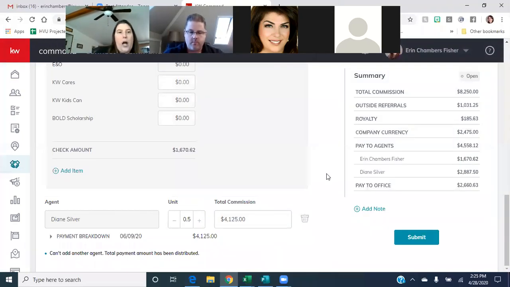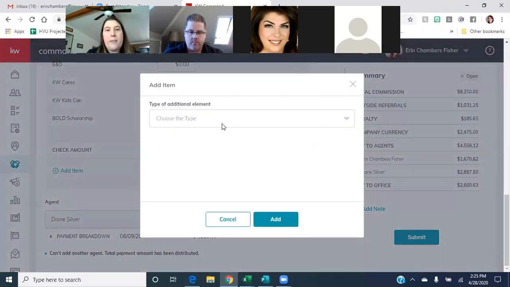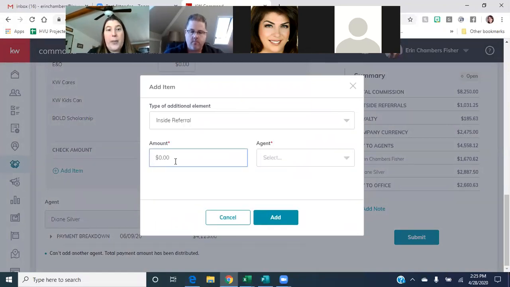So I just added that referral as an outside, but if I wanted to add an item and do a referral that's an inside, I could do the same thing, and I could just put the amount. And see, Matt, there's no unit, so it would just be a dollar amount and then whoever the inside agent is. So that's another way to do it if you don't want to be fiddling with the up and down of the percentages of the unit. You can do it this way and there's no units involved.